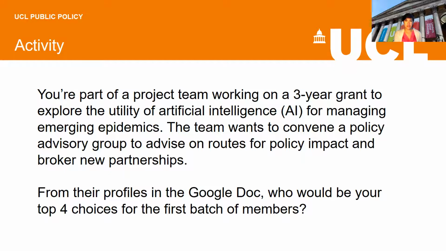Once you have a look through those, you can put in the chat the numbers of who you would choose as your initial 4 and why. For context, this is actually the topic of a roundtable that I organized on AI and emerging epidemics. The 8 people that I've included in this Google Doc were actually people who spoke at the roundtable. So once you've had a look at those, just pop in the chat who you would choose.